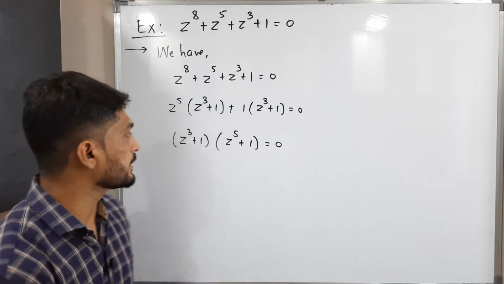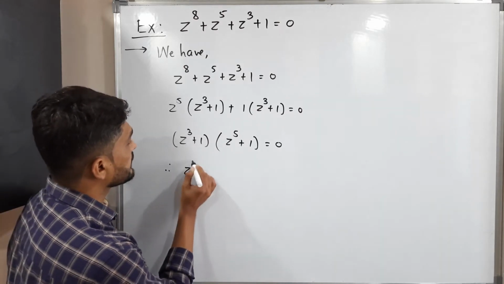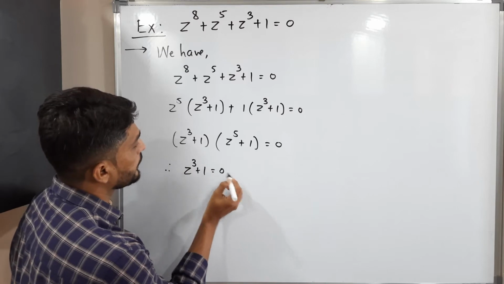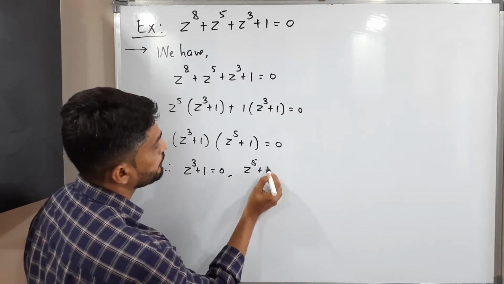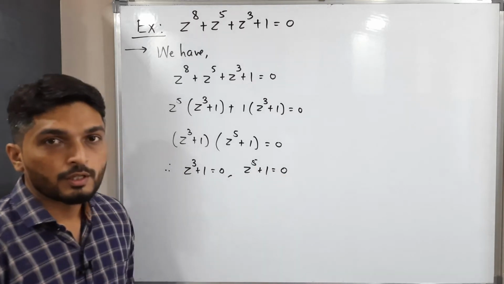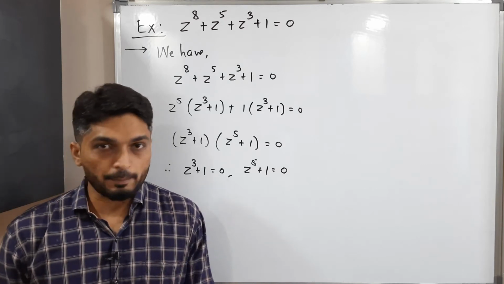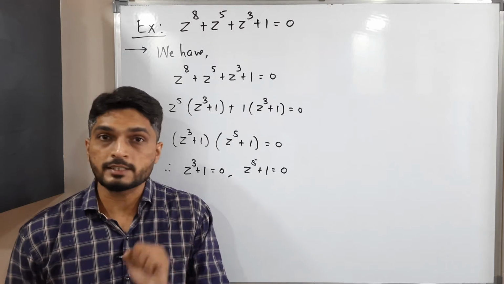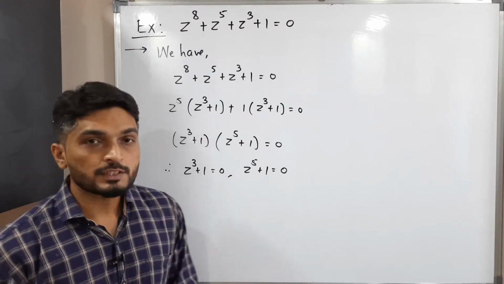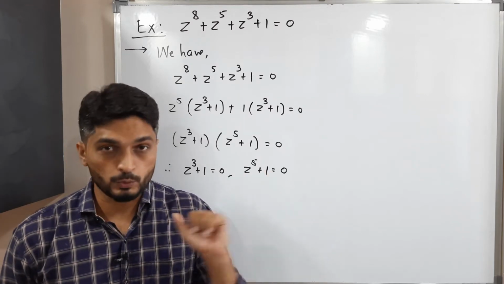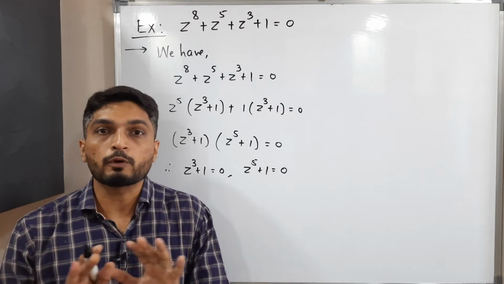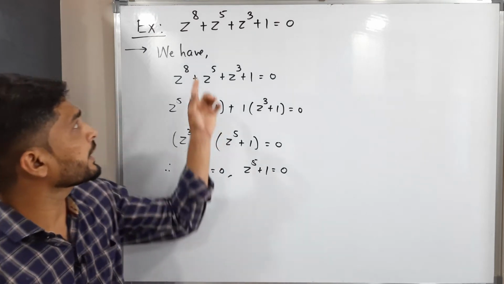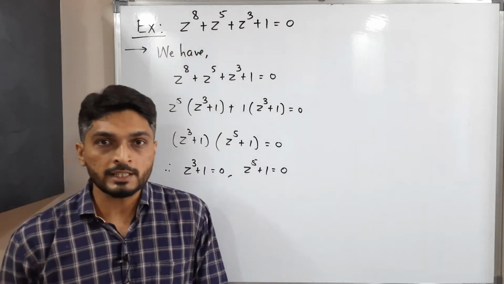Okay, so let me write here. Therefore z cube plus 1 is equal to 0 and z raised to 5 plus 1 is equal to 0. Now we have to solve these two equations simultaneously. Here the highest power of z is 3, so it will have 3 distinct roots. Here the highest power of z is 5, so it will give 5 roots. 3 plus 5, we will have a total of 8 roots. We want 8 roots, right? Since the highest power of z is 8 here.